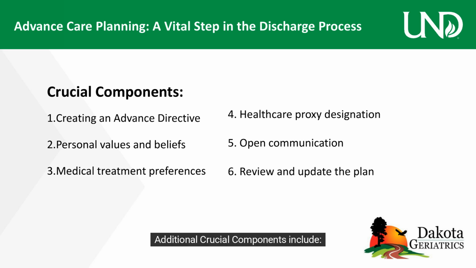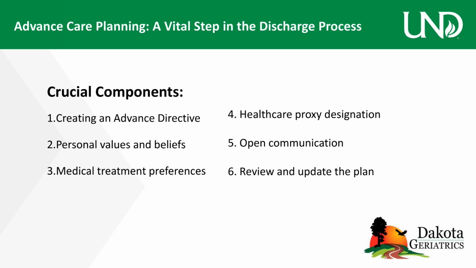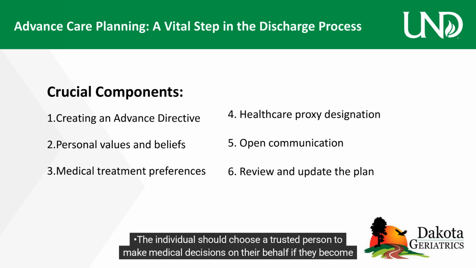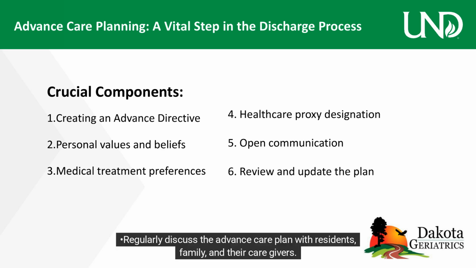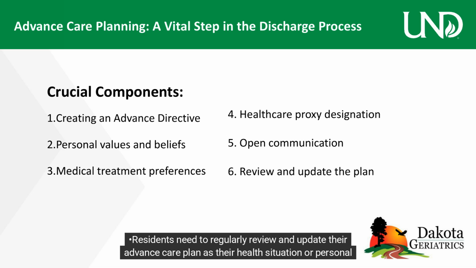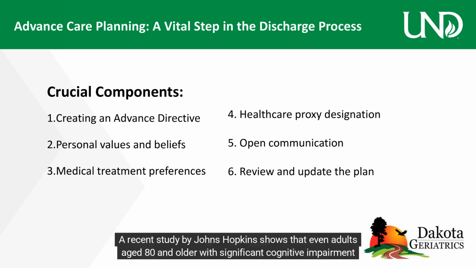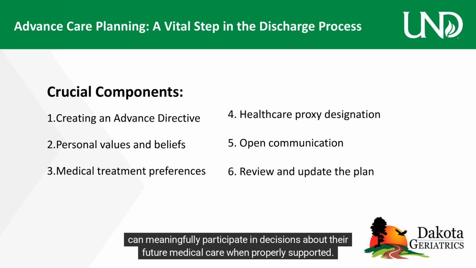Additional crucial components include healthcare proxy designation. The individual should choose a trusted person to make medical decisions on their behalf if they become unable to communicate. Open communication. Regularly discuss the advanced care plan with residents, family, and their caregivers. Review and updates. Residents need to regularly review and update their advanced care plan as their health situation or personal values change. A recent study by Johns Hopkins shows that even adults aged 80 and older with significant cognitive impairment can meaningfully participate in decisions about their future medical care when properly supported.